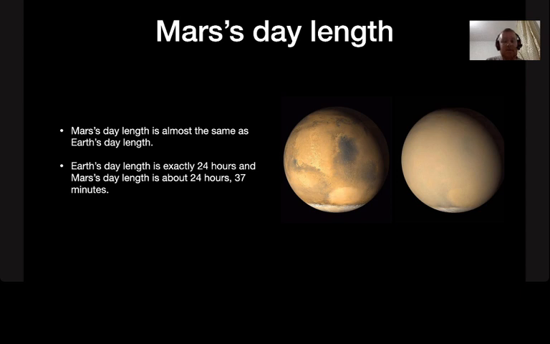So next, Mars's day length. Mars's day length is almost the same as Earth's day. So that's interesting. Earth's day length is exactly, as we all know, 24 hours. So every 24 hours is 1 day. But as for Mars, Mars's day length is about 24 hours and 37 minutes. So Mars's day is only 37 minutes longer than Earth's. So very similar to ours, guys.